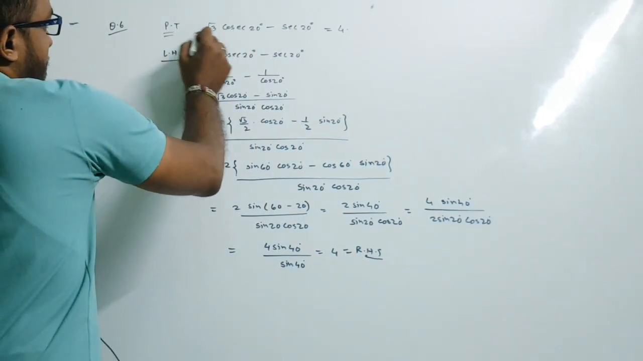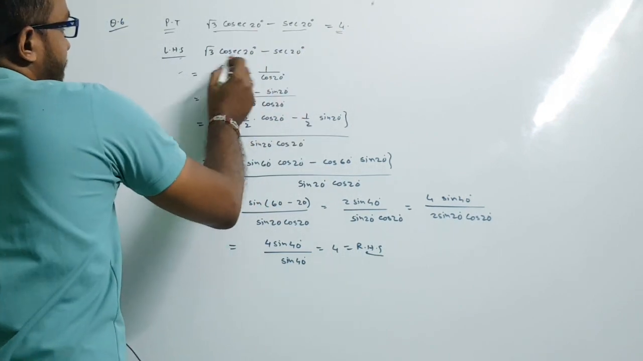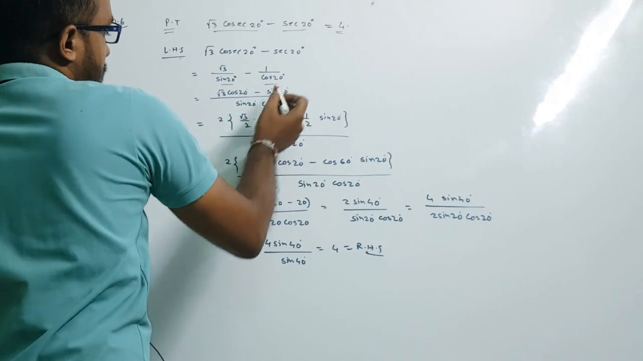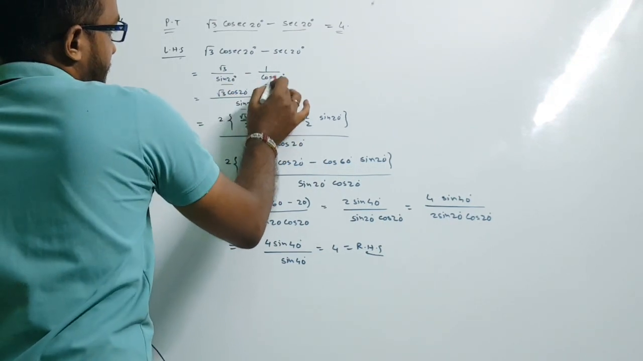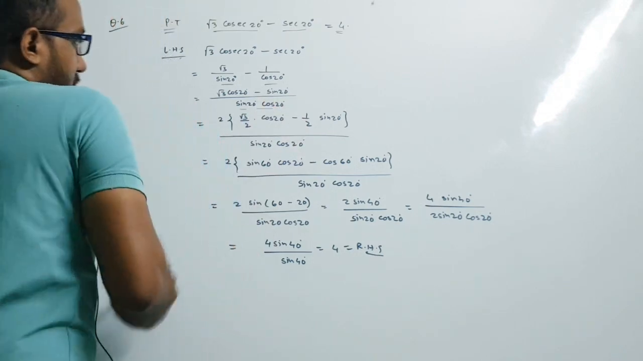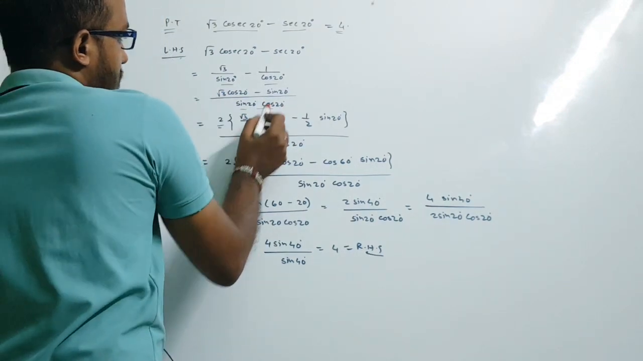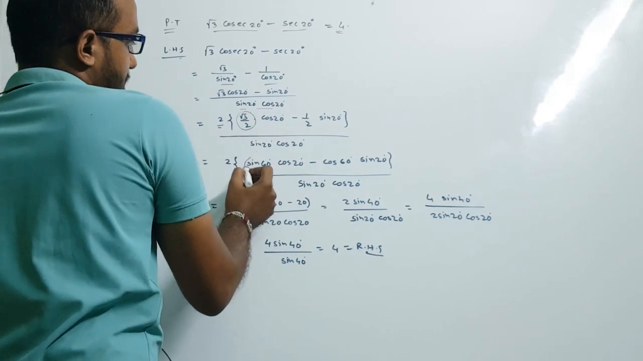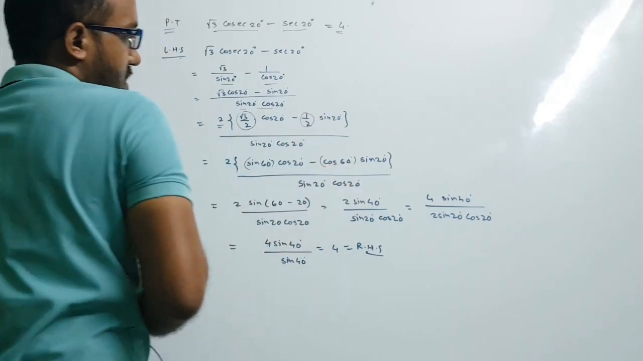So you have to prove that root 3 cosec 20 minus sec 20 is 4. Write on the left hand side. Now cosec 20 is 1 by sin 20, sec 20 is 1 by cos 20. Take LCM, you will get root 3 cos 20 minus sin 20 divided by this. Now multiply and divide by 2. So you will get root 3 by 2, 1 by 2. Root 3 by 2 we can write it as sin 60 degree. 1 by 2 we can write it as cos 60 degree.